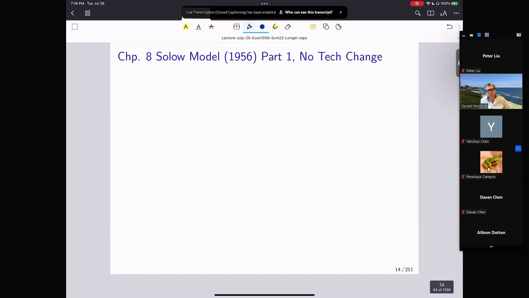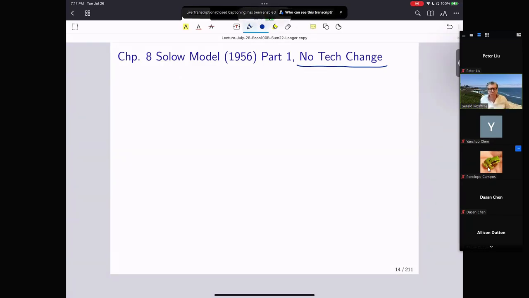Chapter 8, in some sense, is the Solow model from his 1956 paper. It's really part one of that paper. It's a model in which he does not allow technology to change. It's a model with no technological change. As you can guess, his 1956 paper has part one with no technological change. Part two has technological change. Part two, technological change, is chapter 9. All right, so that's where we're headed.